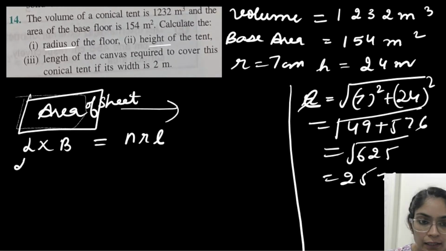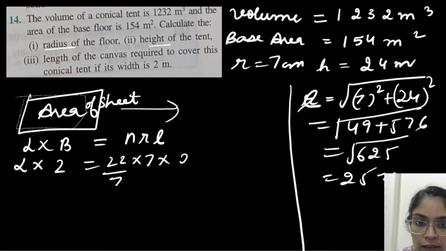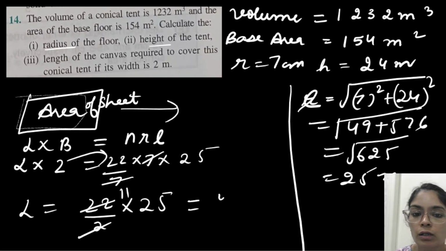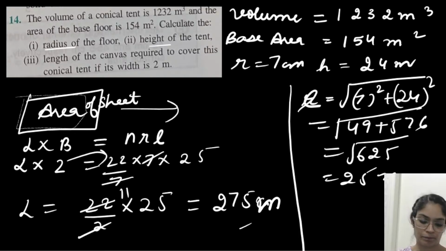So l we have to find. Breadth is given to us as 2 meter. Pi's value is 22 by 7, r's value is 7. This is 25. So this will get cancelled. So l is equal to 22. This 2 will shift to this side, it will get divided into 25. So 2 into 11, 11 into 25 is 275. 275 meter.